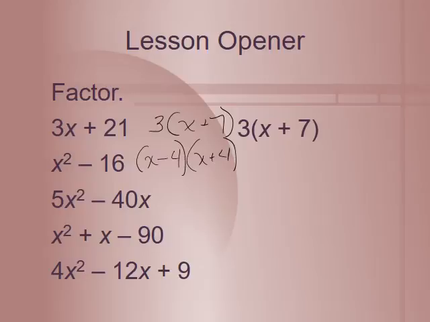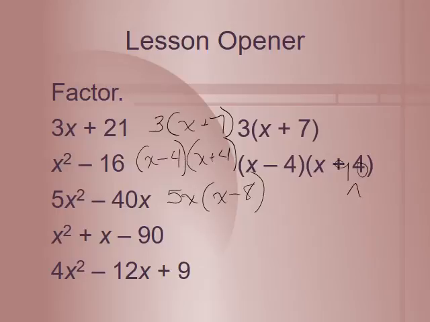5 and 40 are not perfect squares, but we can actually take 5x out of this, and we're left with x minus 8. The next one, we would actually have to come up with our factors of negative 90. We have that will equal 1. We can have a pretend 1 here. And we want this to multiply to be negative 90, but add to be positive 1. We have 10 and 9.